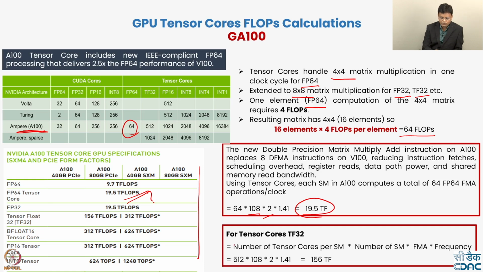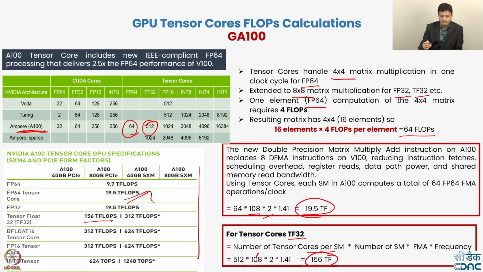Now, I will do the calculation for tensor core FP32. The formula is always the same. You have to find out how many tensor cores per SM are present. You can see here 512 tensor cores are present per SM. This is multiplied by 108 and the remaining parameters are always the same, and you get the value 156 teraflop. If you match this value with the table, you will see this value.